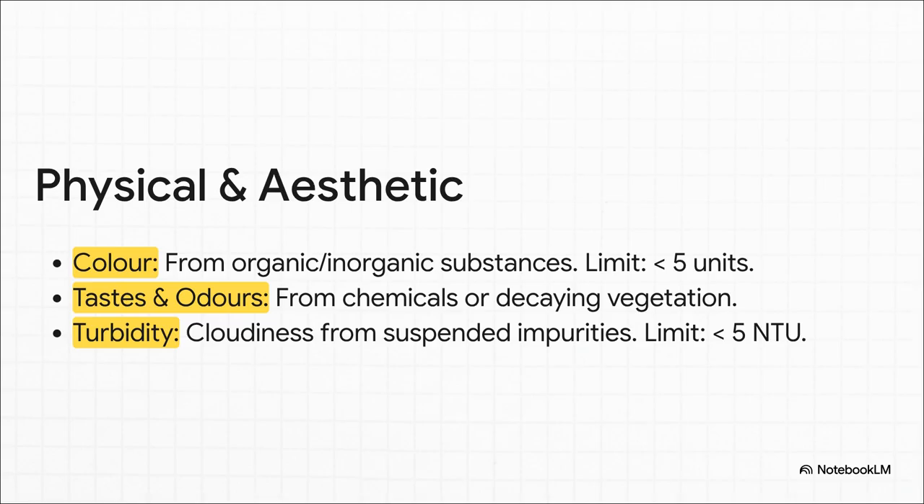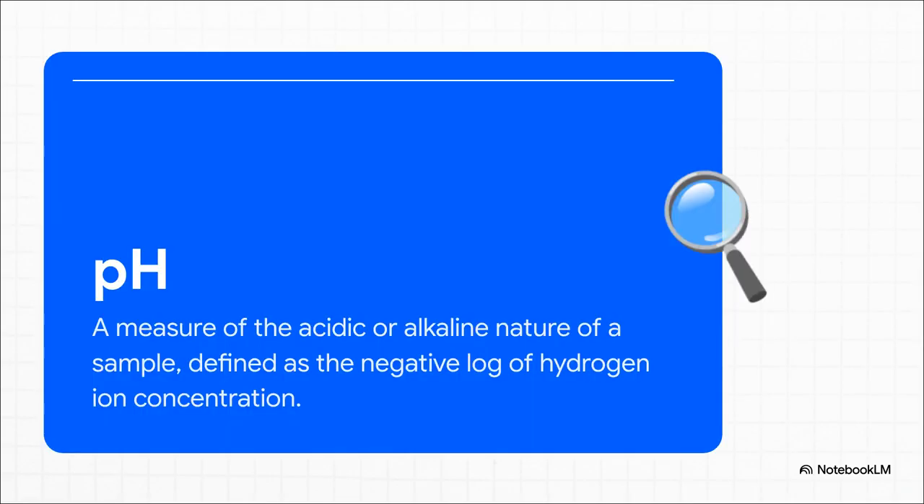And then there's turbidity. That's just a fancy word for cloudiness. That also has a strict limit of less than 5 NTU. Next up, pH. You've probably heard of this one. It's simply a measure of how acidic or alkaline the water is. It's a scale from 0 to 14. Right in the middle, 7 is neutral. Anything below that is acidic, and anything above that is alkaline or basic.